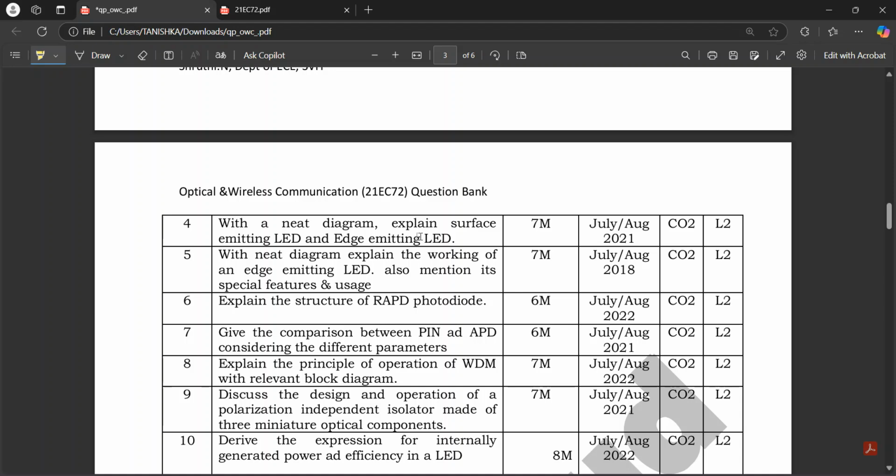So these questions are important questions. Okay. Then with neat diagram, explain the working of edge emitting LED. This edge emitting LED concept is important. Then also mention the special features and usage.